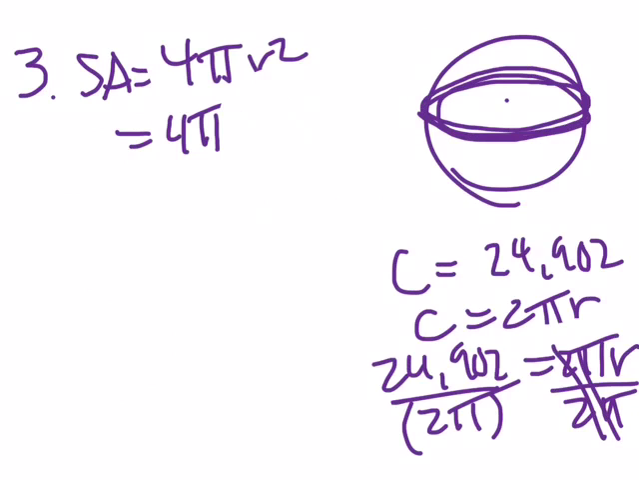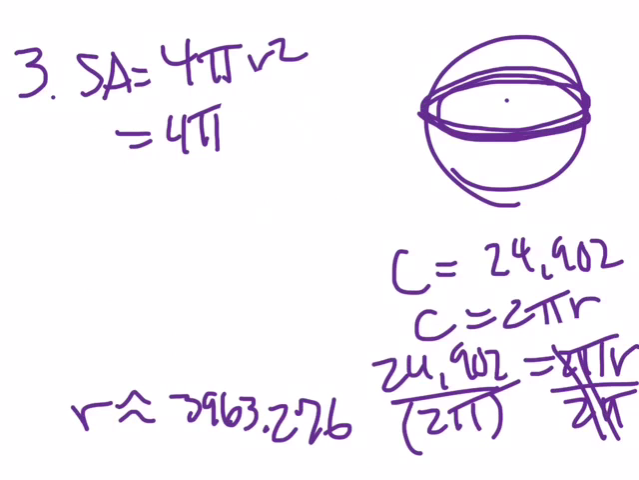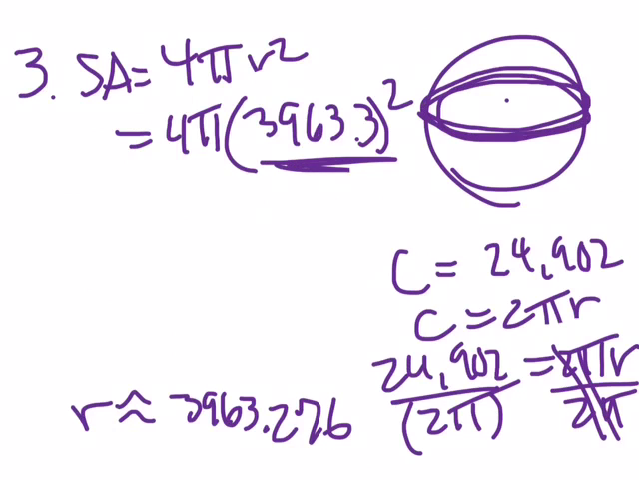Okay, so divide by 2 pi. You get a radius of about 3963.276. Now, even that, leave the rest in your calculator, 276,393. Leave that in your calculator. I'll just write in 396.3 up here, but I'm not actually using this number. I am going to use this number down here. So just leave it in your calculator. Then you just square it, and then times 4 pi.